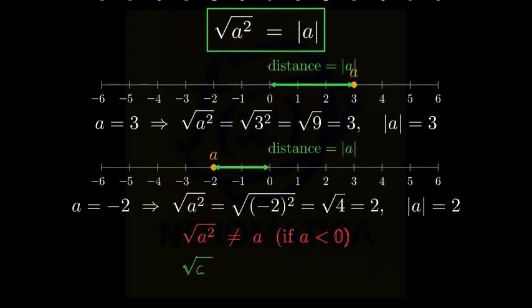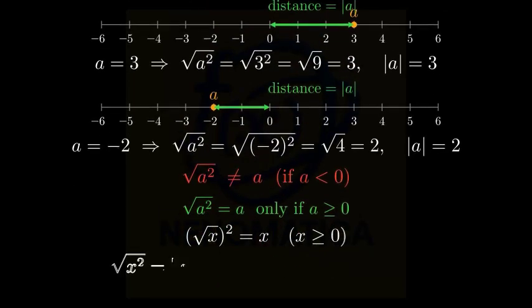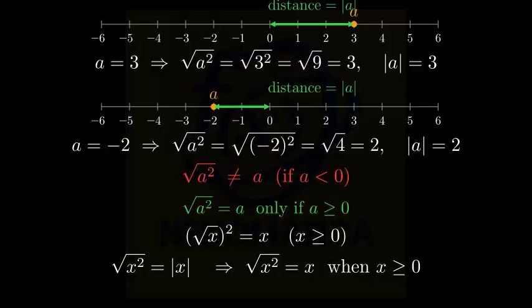A common mistake is to drop the absolute value and write the square root of a squared equals a. That is only correct when a is greater than or equal to 0. Compare this with the square root function itself. For x greater than or equal to 0, the square root of x squared equals x. And the square root of x squared equals the absolute value of x, which reduces to x when x is non-negative. This is the key we will reuse.